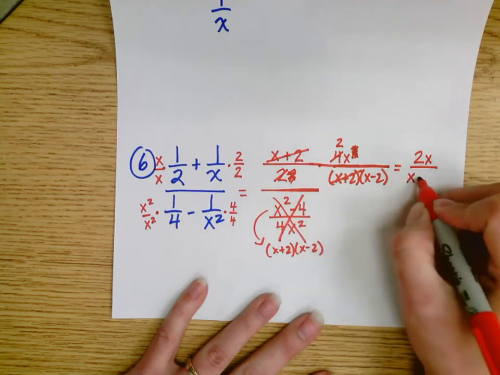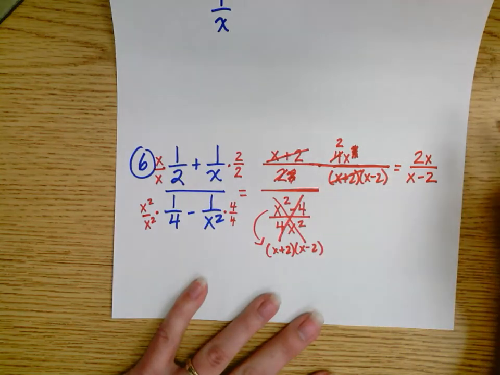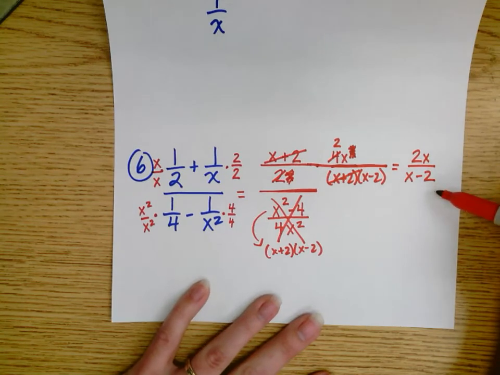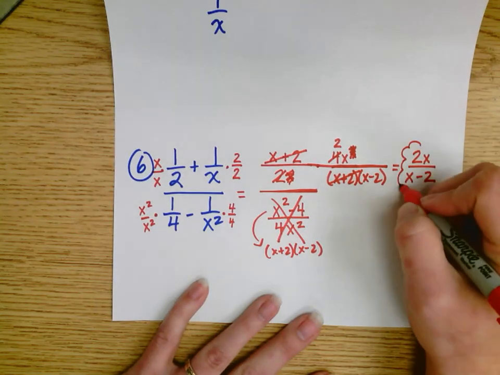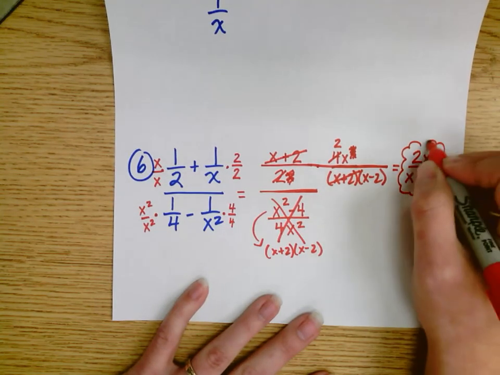and in the denominator I've got x minus 2. Again, do not try to cancel 2's, do not try to cancel x's. These two are tied together with subtraction, so do not try to break them apart in a process that only uses multiplication. So this is my final answer, 2x over x minus 2.